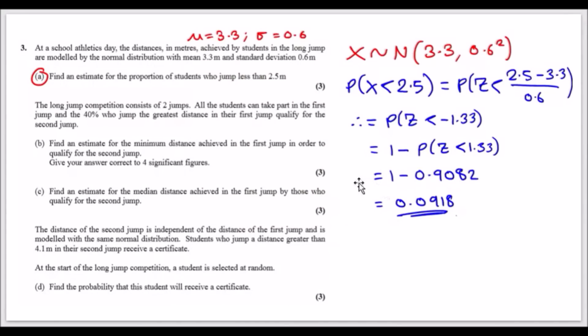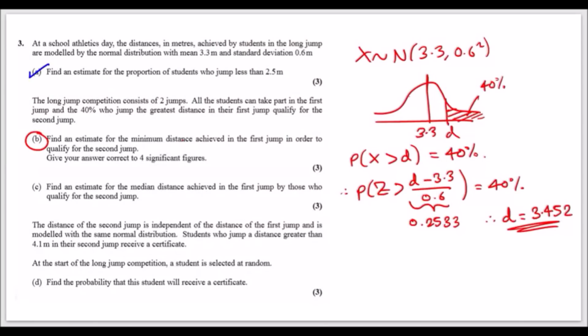Now back to the question. Replace this with 0.9082, 1 minus it, and done. That is the probability that a student jumps less than 2.5. Now next one. Here we go. It says that the long jump competition consists of 2 jumps. So we're still moving forward. All the students can take part in the first jump, and the 40% who jump the greatest distance in their first jump qualify for jump 2. So basically, if you get the top 40% in the first jump, you will do the second jump.